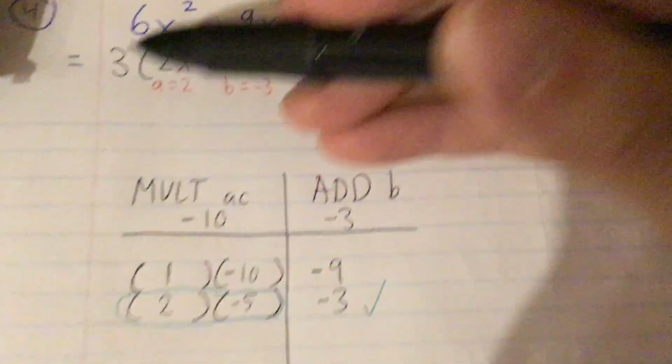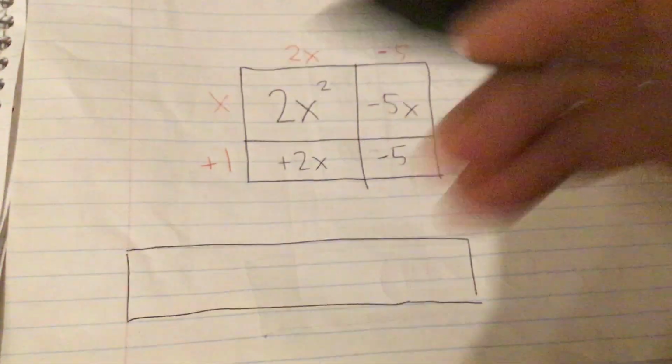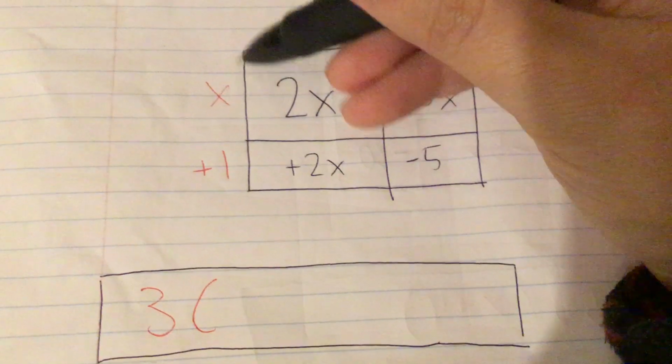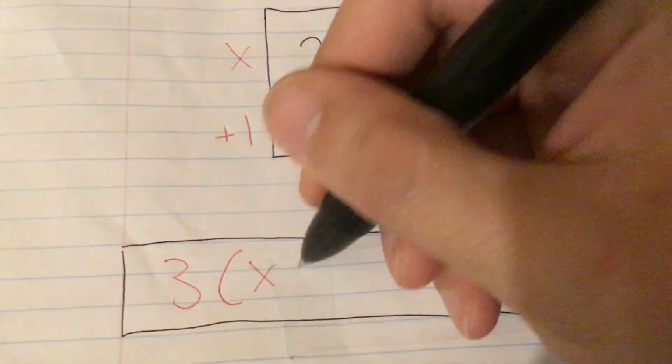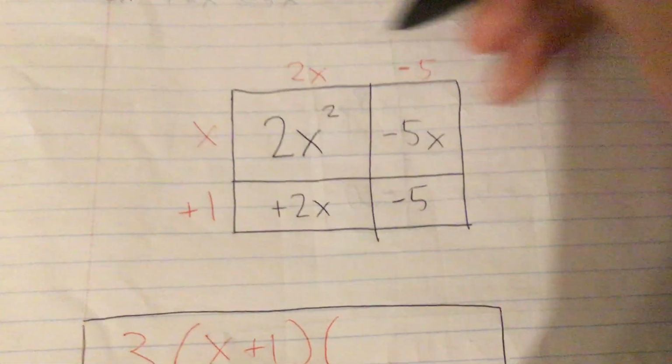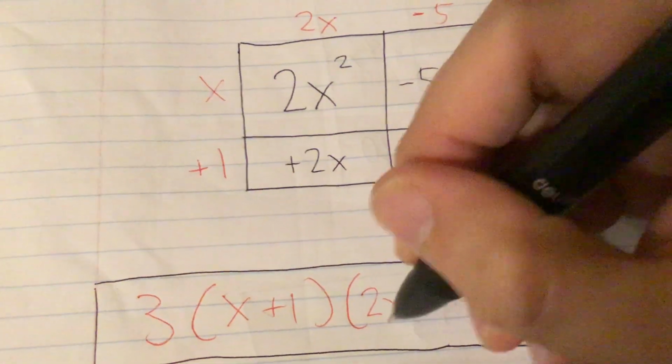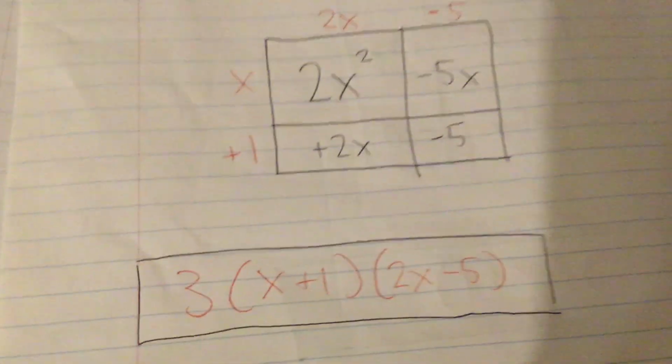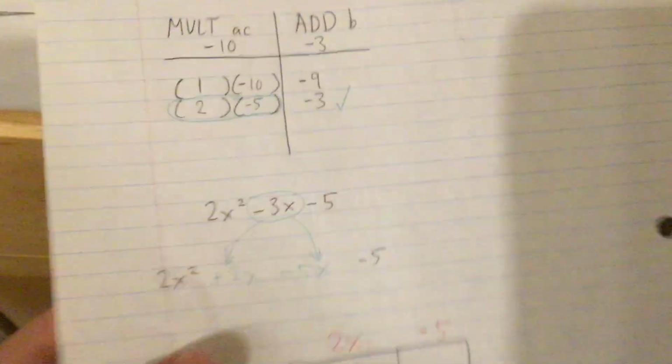Did I factor anything out in advance? Don't forget, I factored out the 3 in advance. So if I factor out the 3, I'm left with 3 times x plus 1 times 2x minus 5. And that is the final factored form for problem number 4.